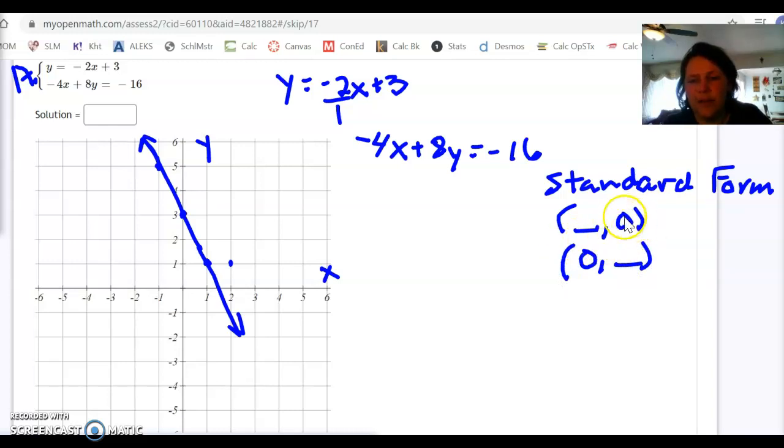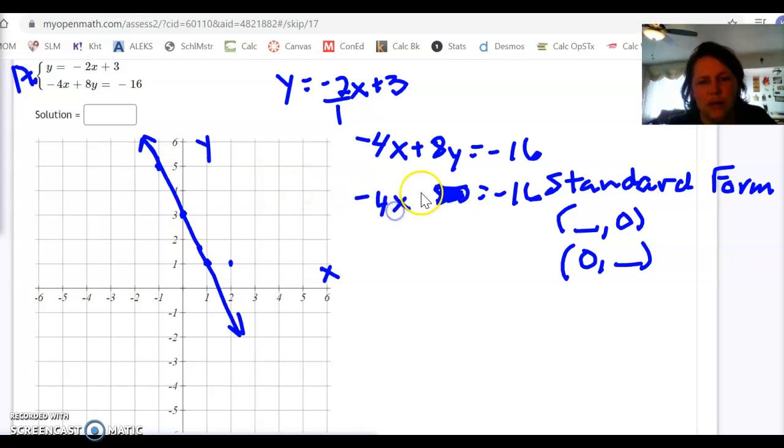So for my x-intercept, I'm going to plug in 0 for y. Well, what's going to happen when I plug in that 0 for y? 8 times 0 is 0. So that just becomes nothing. So we have negative 4x plus 0, and then equals negative 16. So negative 4x equals negative 16.